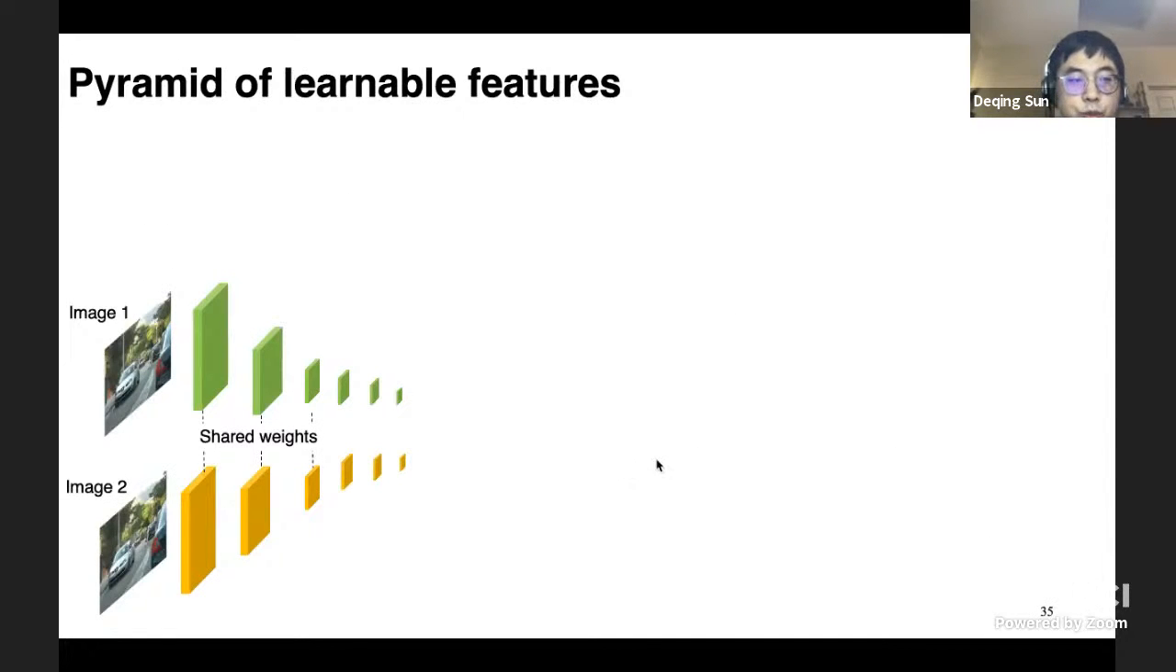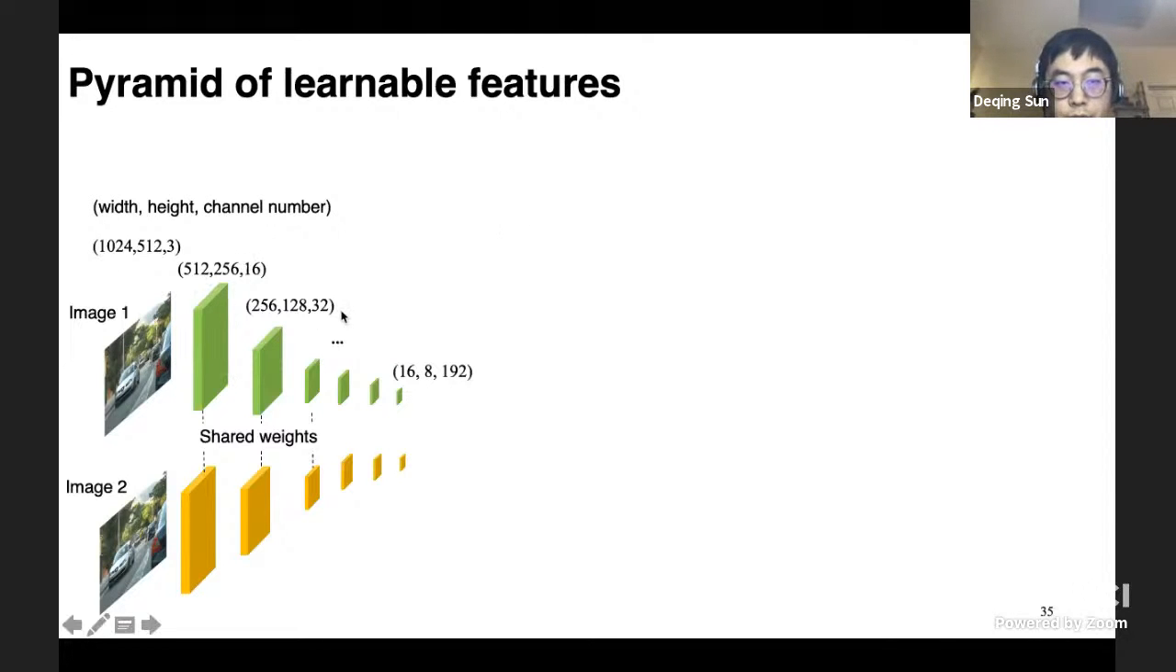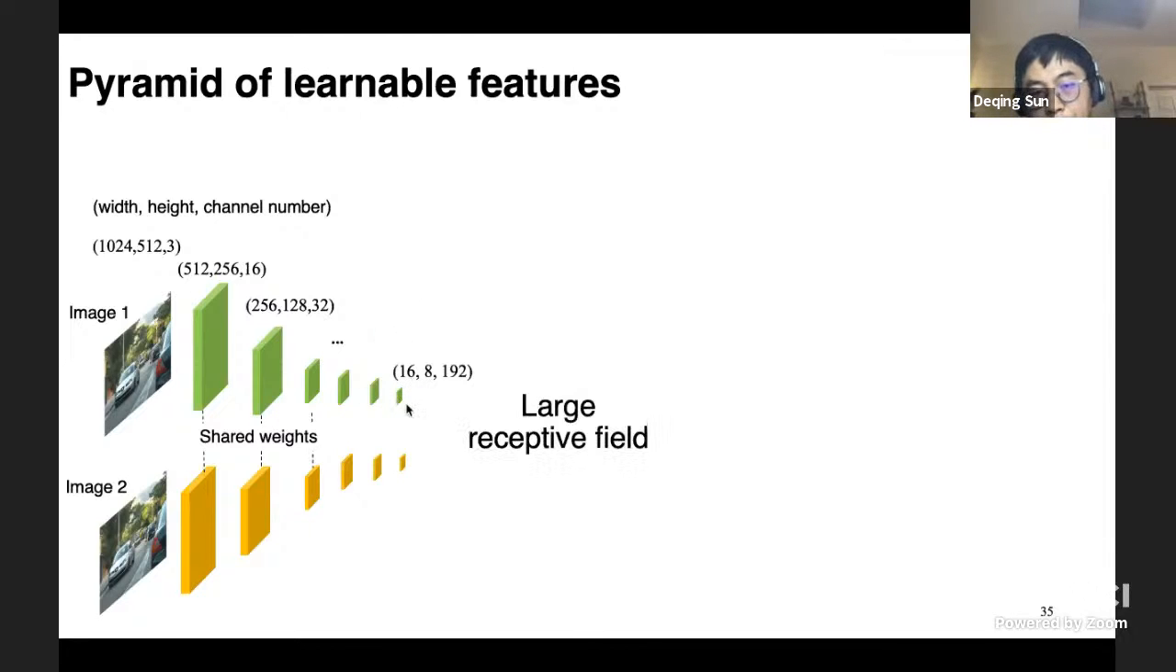So first, given two input images, we will build a feature pyramid. Suppose this is the size of the input image. This will be the spatial size and the number of feature channels at different feature levels. For example, for this top pyramid level, the spatial size is very small. That means every pixel has a large receptive field. So a 1 pixel motion can correspond to 64 pixels in the input resolution.